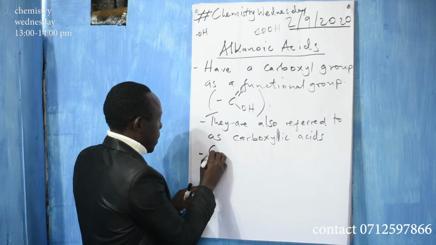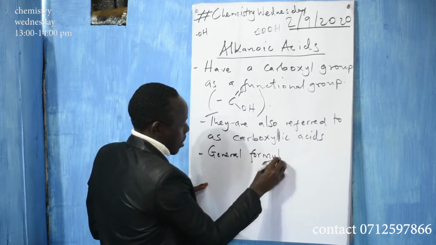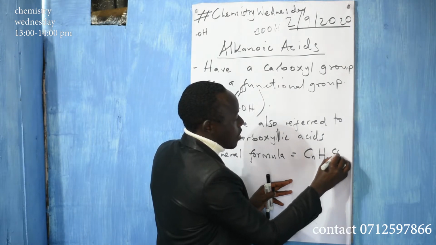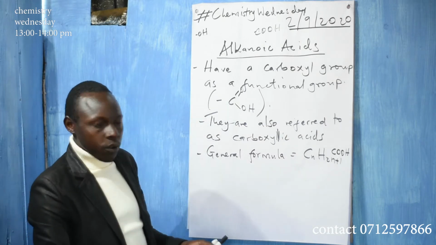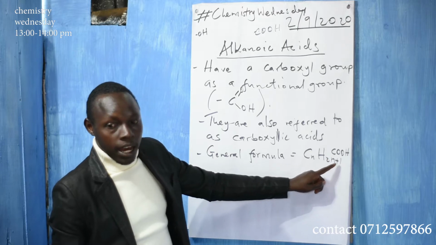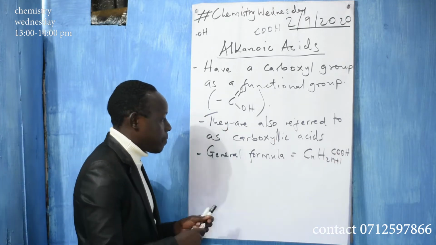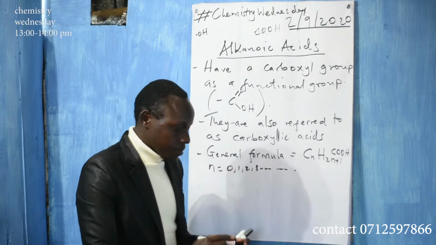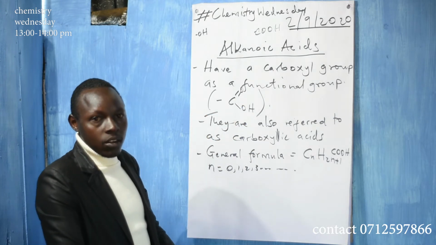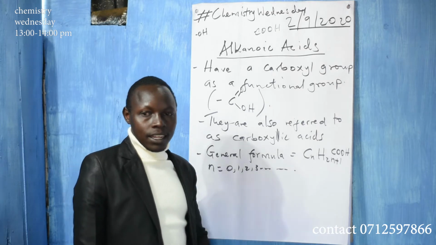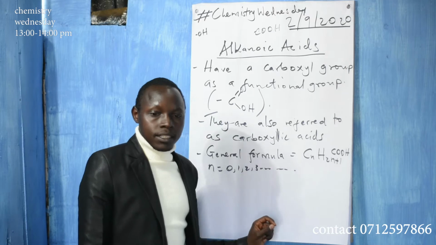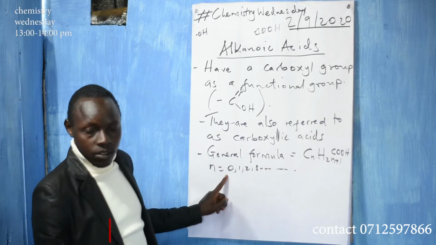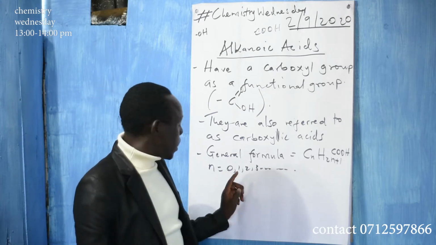The general formula is CnH2n+1COOH, where of course n is equal to 0, 1, 2, 3, etc. The difference between this and the other organic compounds that we did, alkanes, alkenes, alkynes and alkanols, is that for those n starts from 1. The simplest member of those is where n is equal to 1. Here we are saying the simplest one is where n is equal to 0. So n starts from 0.